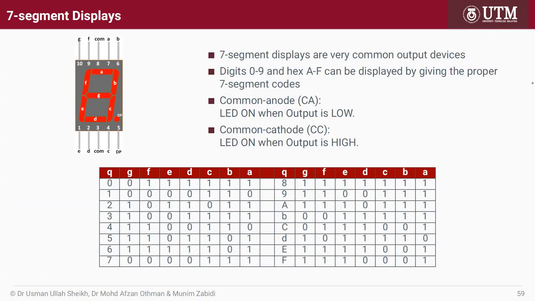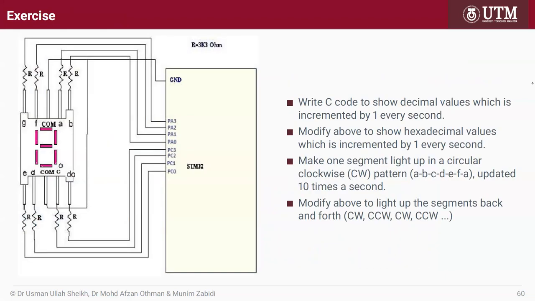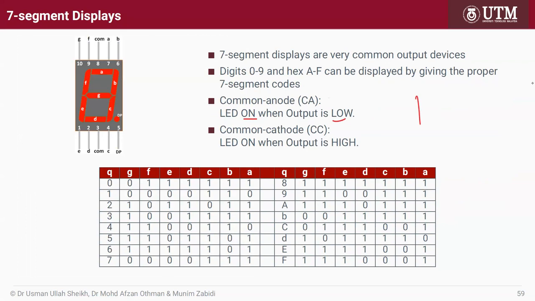If running light is not interesting, then try to use a 7-segment display. With a 7-segment display, you can display decimal, or you can also do some extra work to make it hexadecimal. There are two types, common anode and common cathode. For common anode, the LED is on when the output is low. It's like this, I don't have the diagram.